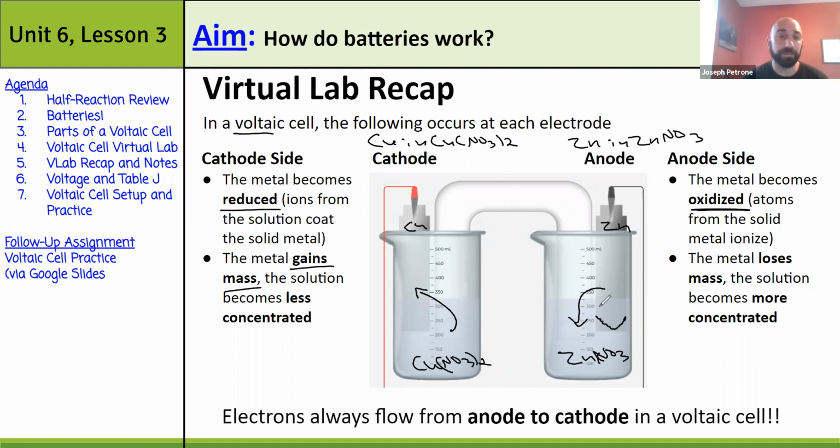Okay, so that was the anode versus the cathode. Quick recap. The cathode is reduction, the metal bar is gaining mass, and the solution becomes less concentrated. And then on the anode side, the opposite occurs. We have oxidation, and this is shown through the metal bar itself losing mass, turning into these zinc ions, and that solution becoming more concentrated.